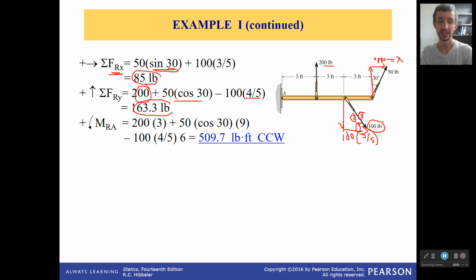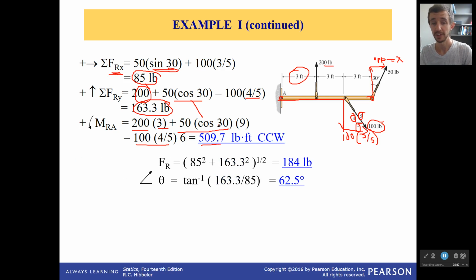And then from this, I can determine the effect of moving my forces all the way to point A. It's not too terribly difficult, because in the end we only have to worry about the y components, because the y components are the only thing that's going to cause a moment around an x movement. Okay? So I have 200 moved by 3 feet. Makes sense. I have 50 cosine of 30, which is the y component, moved by 9 feet, all the way from here. And I have 100 4/5 times 6 feet. So it all works out. And we get 509.7 pound-foot, and that's counterclockwise.